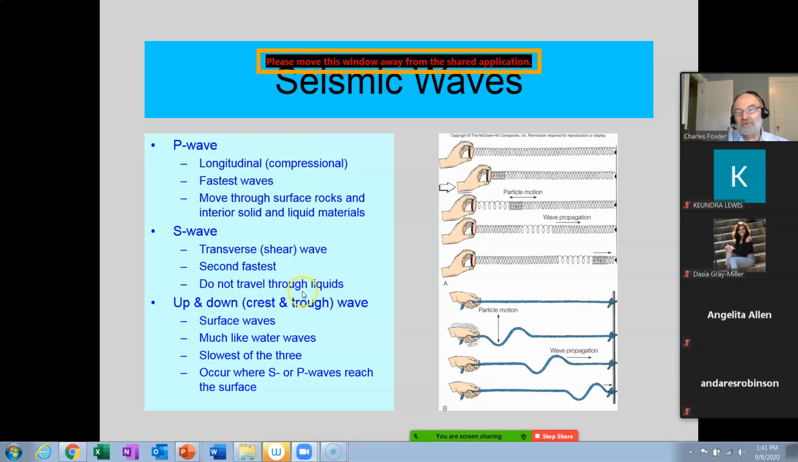Secondary waves don't go through liquids or gases. They only go through transverse. There's going to be an exception to this, and I'll talk about that coming up. Don't sweat it now, but we'll talk about it. The third type of seismic wave is the up and down crest or trough wave that are only on the surfaces. Now, they say they're much like water waves, okay?